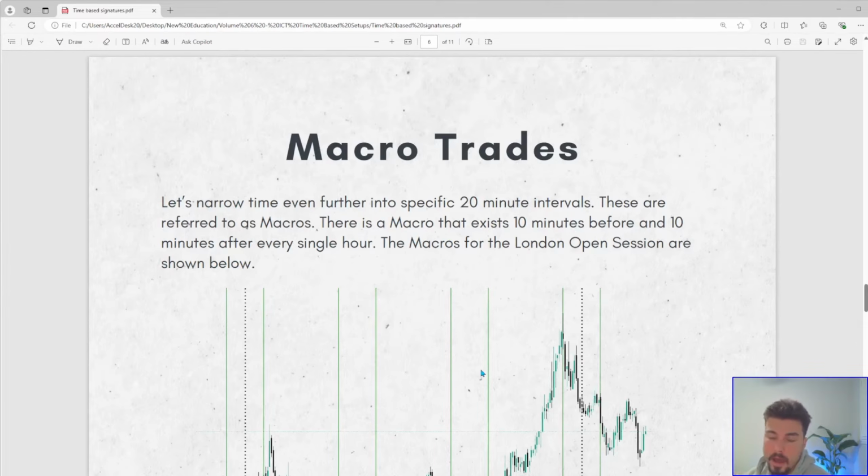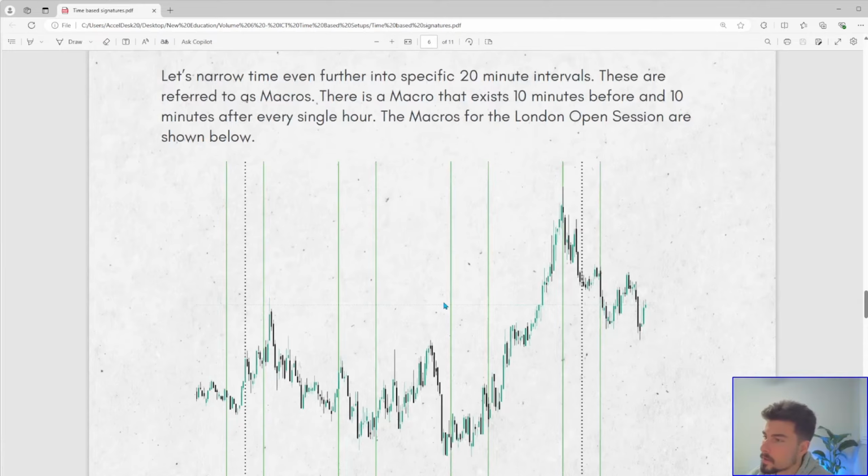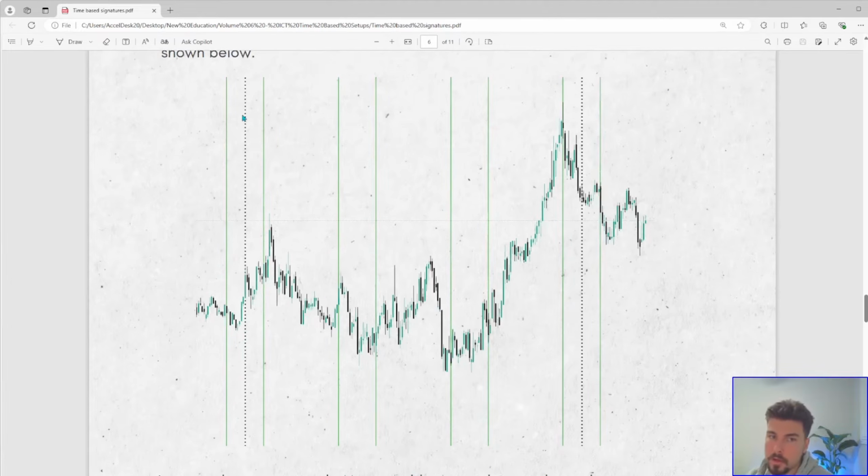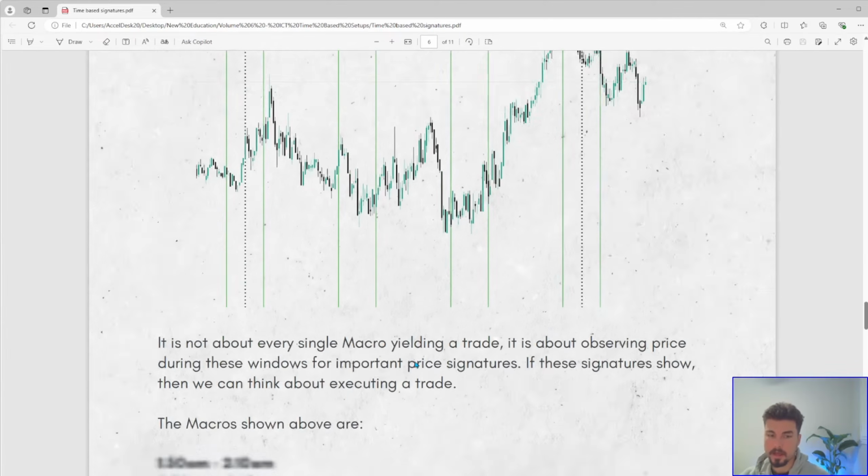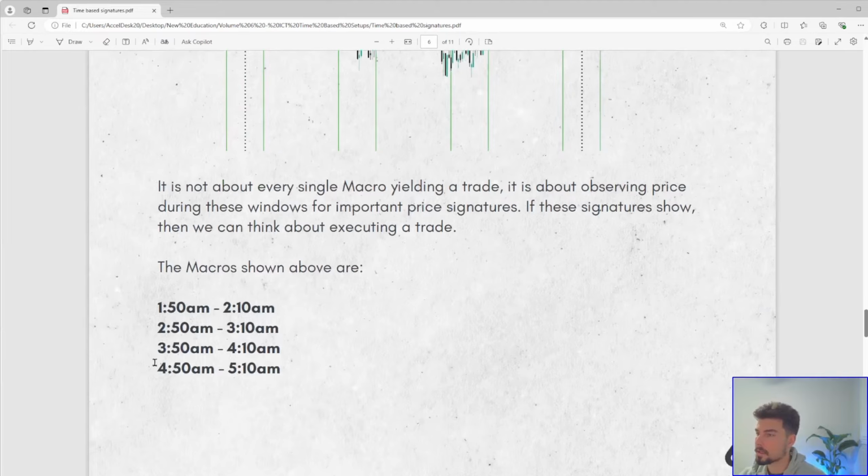That's really important. And what I've done here in the chart, I've actually labeled the different macros. So between these 2 black dotted lines, right, between this line and this line, that there is the London Open session. These macros, there's 4, right? Just in the London Open session. If you're trading the New York session, for example, you've got multiple, right? 950 to 1010, etc., etc. These are the ones for the London Open session.